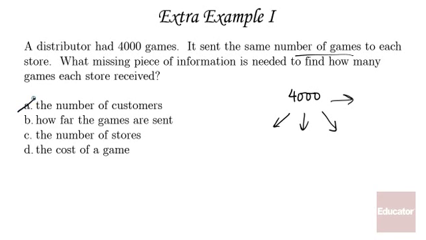How far the games are sent. Well, that has nothing to do with the number of games, so I'm definitely going to cross that one out. The number of stores, well, that one looks good so far, I'm going to leave it, but I'm going to read through to the end. The cost of a game. Well, we definitely know that we don't need to know the cost of the game because this says nothing about money. It just talks about numbers, so we can cross that off. So although we had 2 pieces of missing information, only one of these answers is going to make sense. So C is my answer.